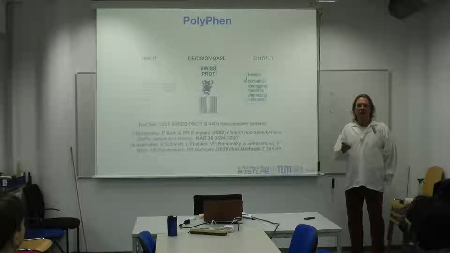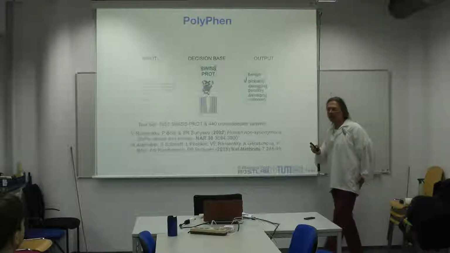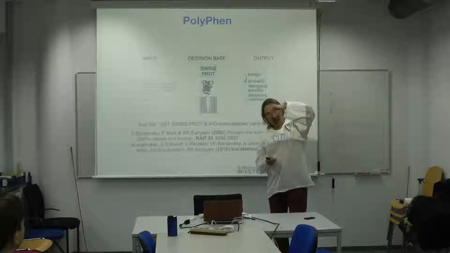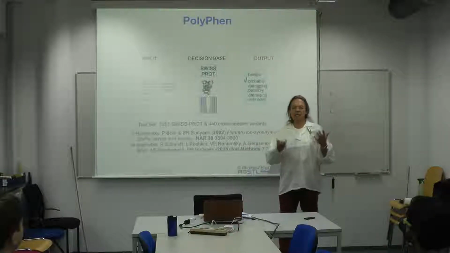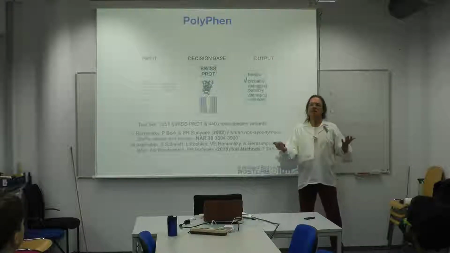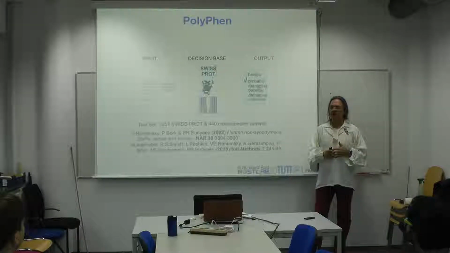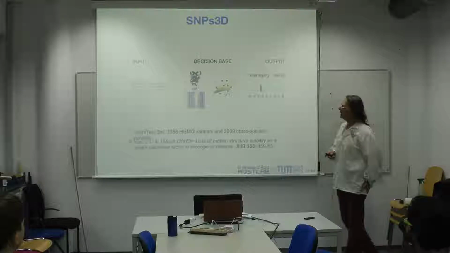If yes, then you say this is a neutral change. If you never see it, you say it's a disruptive change. In particular, it's very disruptive if the column is entirely conserved, so everybody in the family has an E there, and you suddenly see a V. Then you say this is a very disruptive change. Okay, that's the idea behind it.